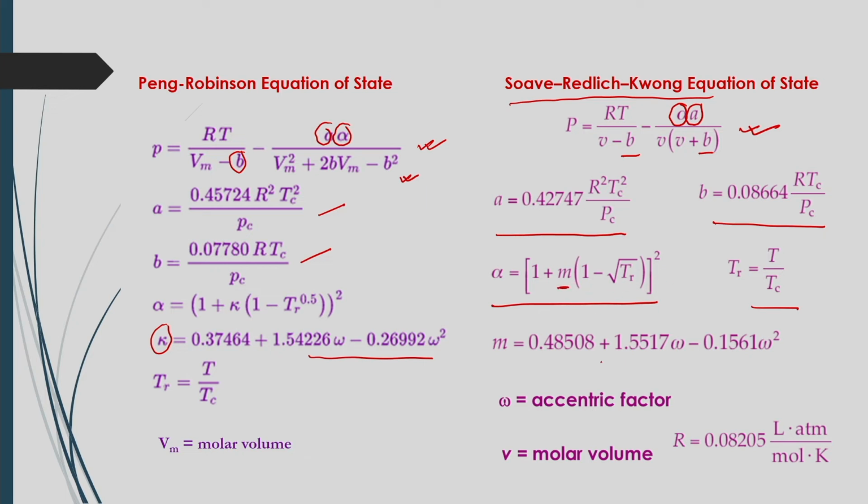This m is basically a function of the eccentric factor, and R is the ideal gas constant or universal gas constant, that is 0.08205 in the unit of liter atmosphere per mole Kelvin. So from these equations you can easily calculate what the pressure and volume should be at a particular temperature.